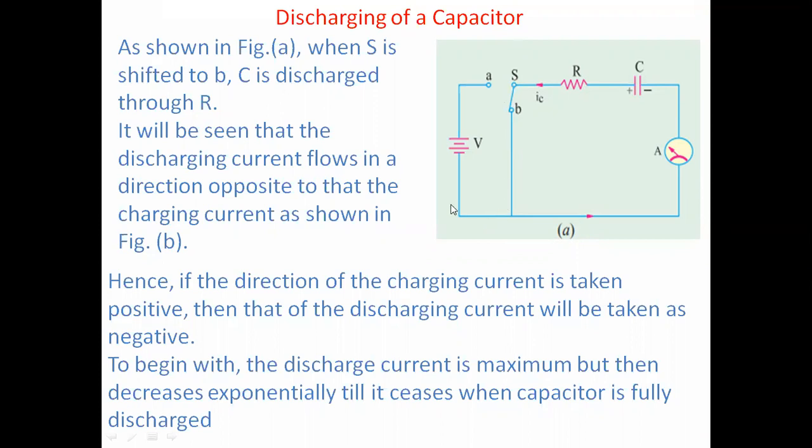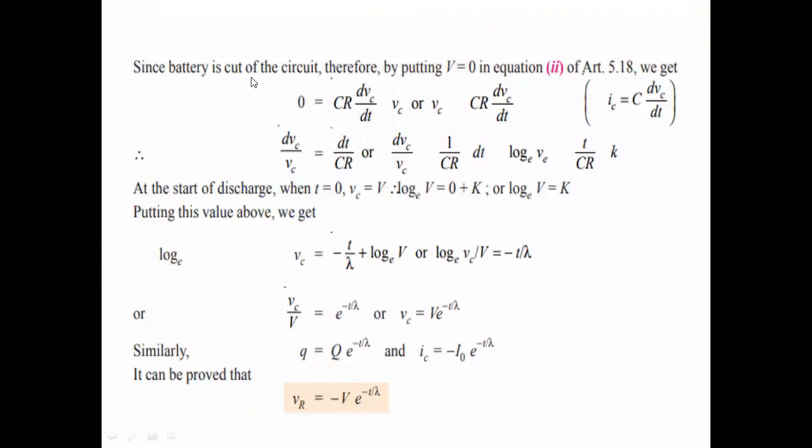The current does not flow this way. Only when the circuit is closed will the current flow. So suppose here we are open; then the current flowing in this way does not flow through this direction, because here we are open. So since the battery is cut off from the circuit, we put V equals 0 in the equation of the previous one.